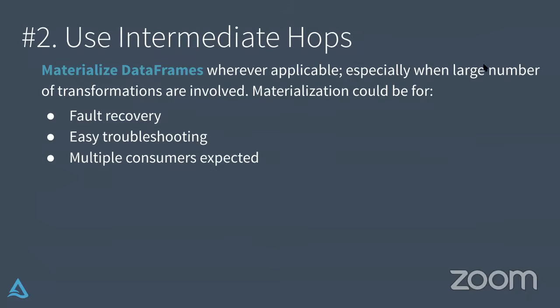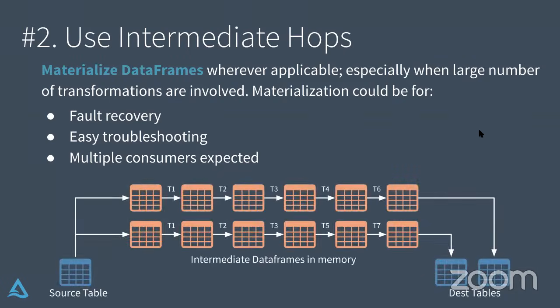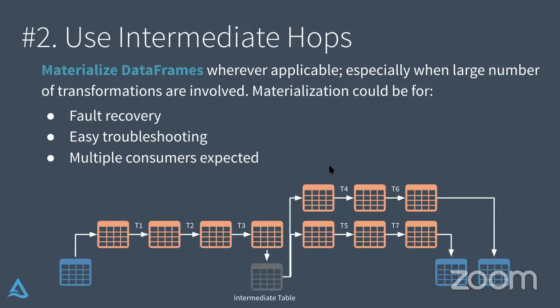All right, so let's see, use intermediate hops. Materialize the data frames whenever it's applicable, especially when a large number of transformations are involved. Your materialization can be used for fault recovery, easy troubleshooting, and when multiple consumers are expected. So what I mean by this is, traditionally, if you've got a source table and destination tables, we'll do multiple transformations, and these intermediate data frames that you create are typically sitting in memory. Obviously you do this because it's faster to process this data in memory.